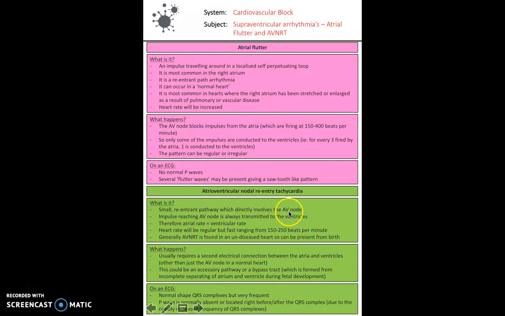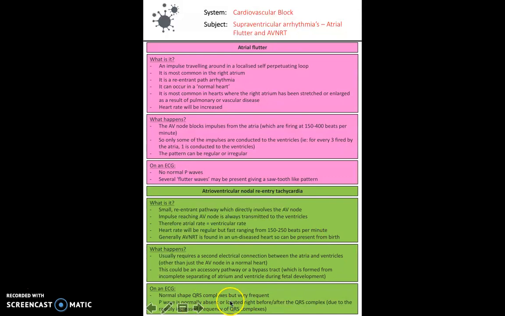Generally, this is found in an undiseased heart, and it actually can be present from birth. It usually requires a second electrical connection between the atria and ventricles. Now, normally the electrical connection between the atria and the ventricle is only through the AV bundle, which is within the cytoskeleton of the heart. However, in AV nodal re-entry tachycardia, there is another connection, and this could be an accessory pathway or a bypass tract, which is formed from incomplete separating of the atria and ventricles during fetal development, and this is why it can be linked back to a condition that can be present from birth.